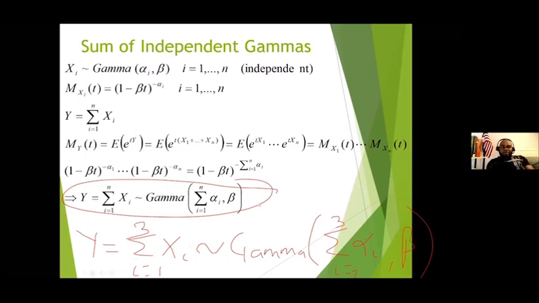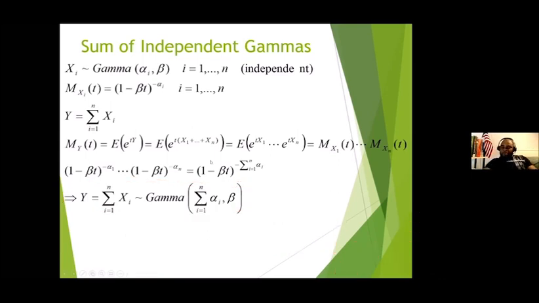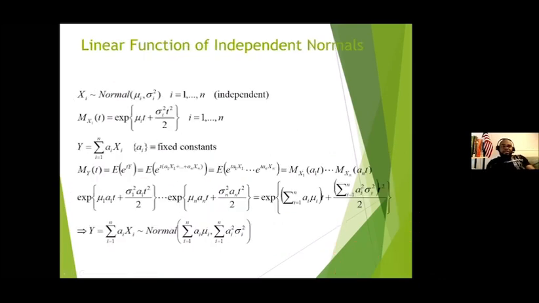What I'm trying to talk about now, this is the distribution of y. This is a distribution of x. This is a moment generating function of any x. And this here is a moment generating function of the sum of x. Okay, now I want to move to another distribution, and we actually want to do the same.